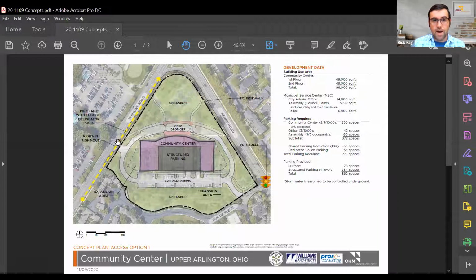It would have a right in, right out at the driveway that is shared across the street from the golf course. In this scheme, this includes what the engineer's office called a bike lane with flexible delineator posts on Tremont Road.